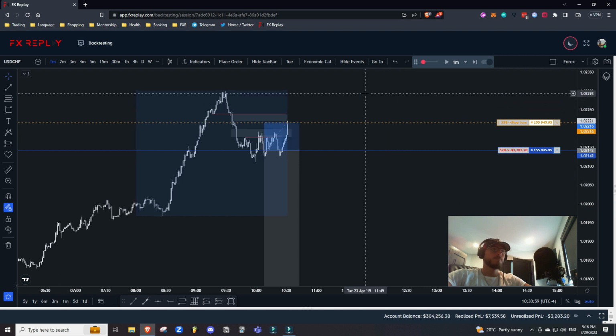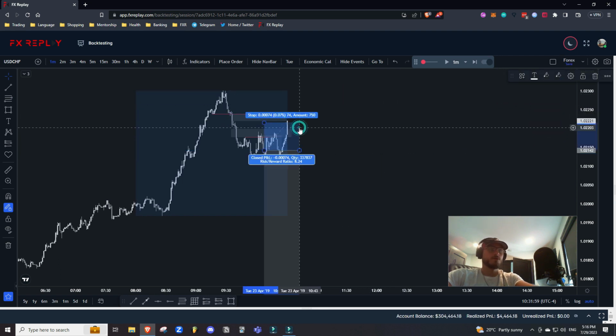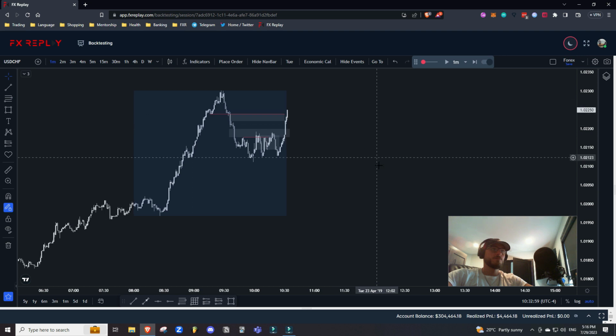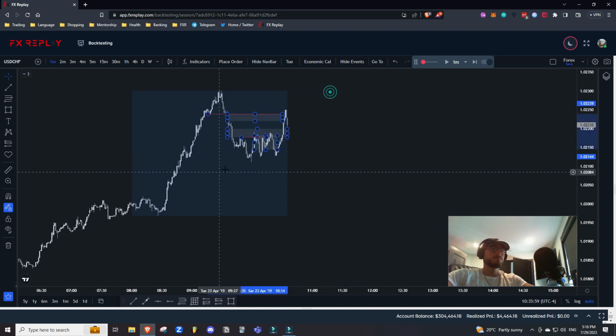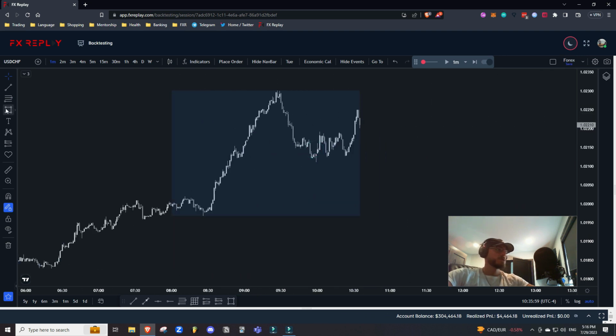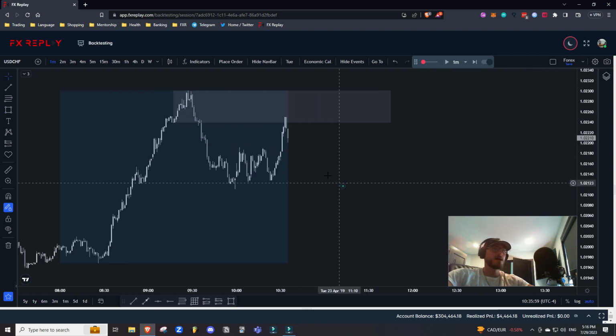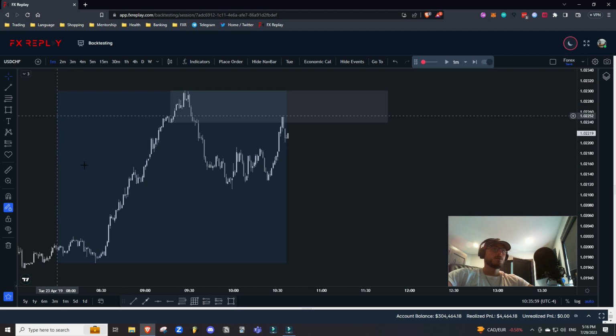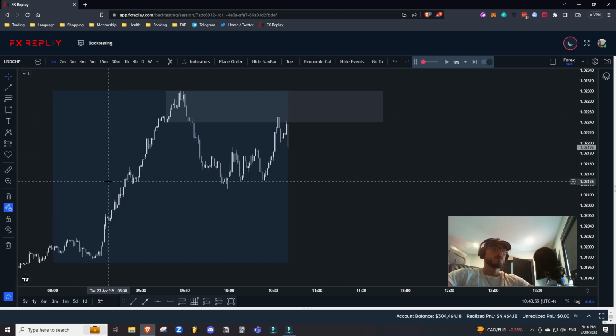Yeah, it's gonna go back up. I'm gonna go up to this top one here. Okay, let's see if we can get a short here. Remember, this is gonna be our change in state. We have some equal highs here. There we go.